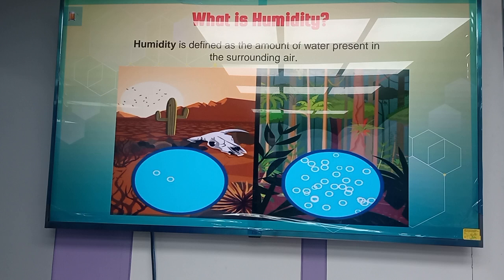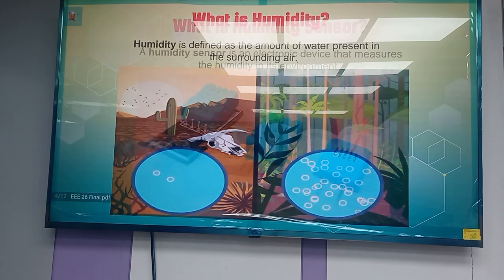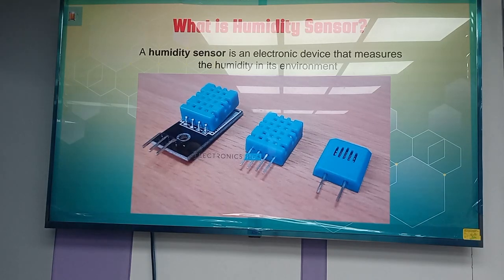What is humidity? Humidity is defined as the amount of water present in the surrounding air. So what is a humidity sensor? A humidity sensor is an electric device that measures the humidity in its environment.